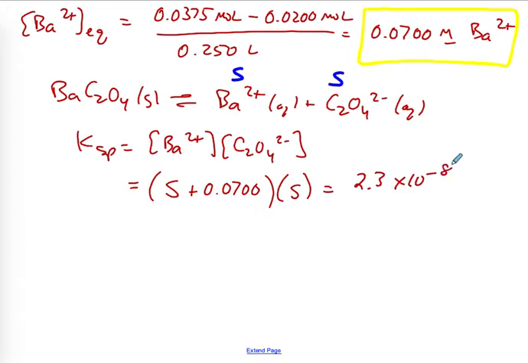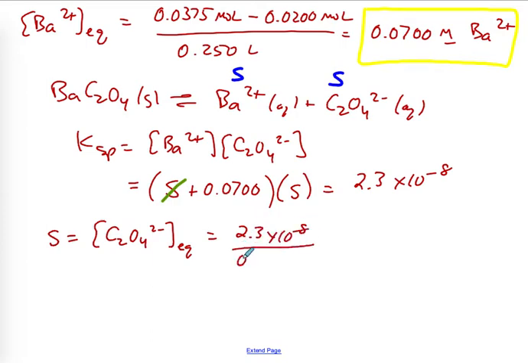KSP is pretty small, 0.07 is pretty large, so I'm going to assume that any additional barium 2+ formed in this dissolution and dissociation is negligible. So, to solve for my equilibrium concentration of oxalate, I'll simply rearrange the KSP expression and plug in 2.3 times 10 to the negative 8 divided by 0.0700, or 3.3 times 10 to the negative 7 molar as my equilibrium concentration of oxalate. There's my result.